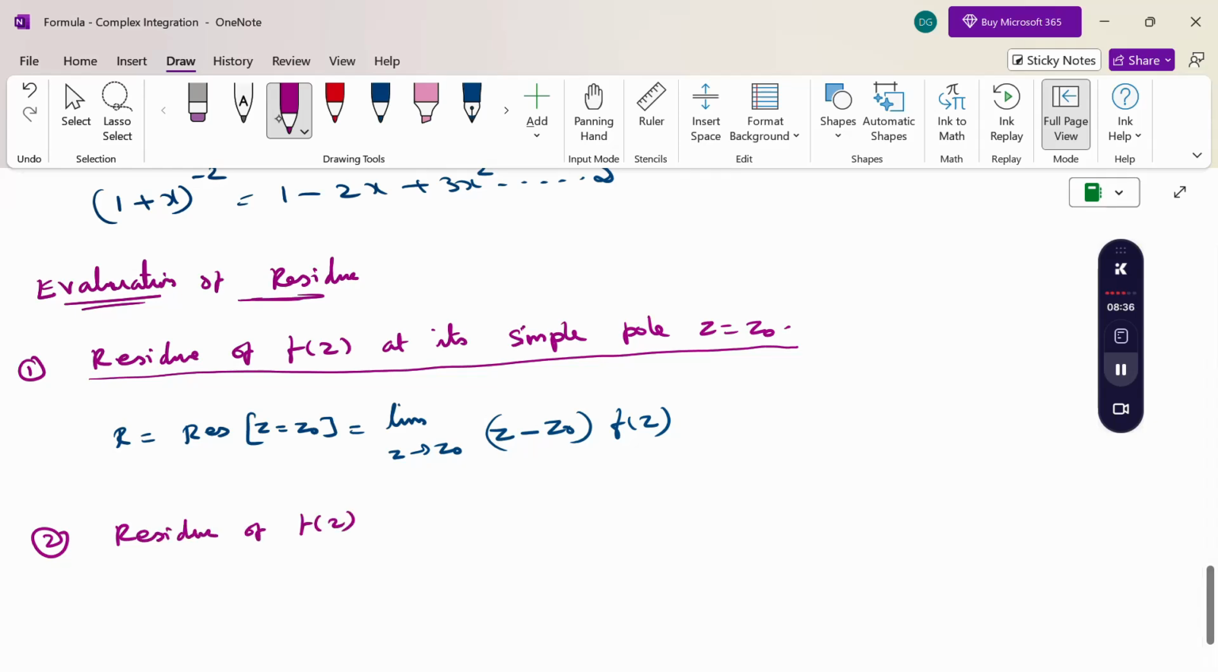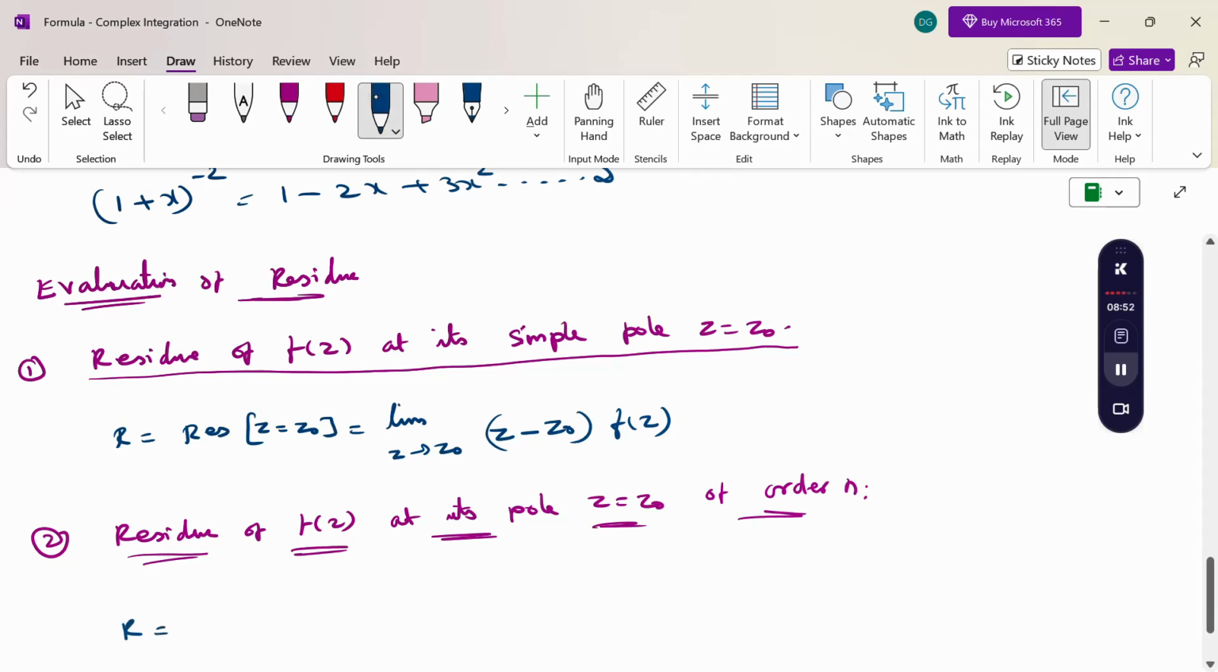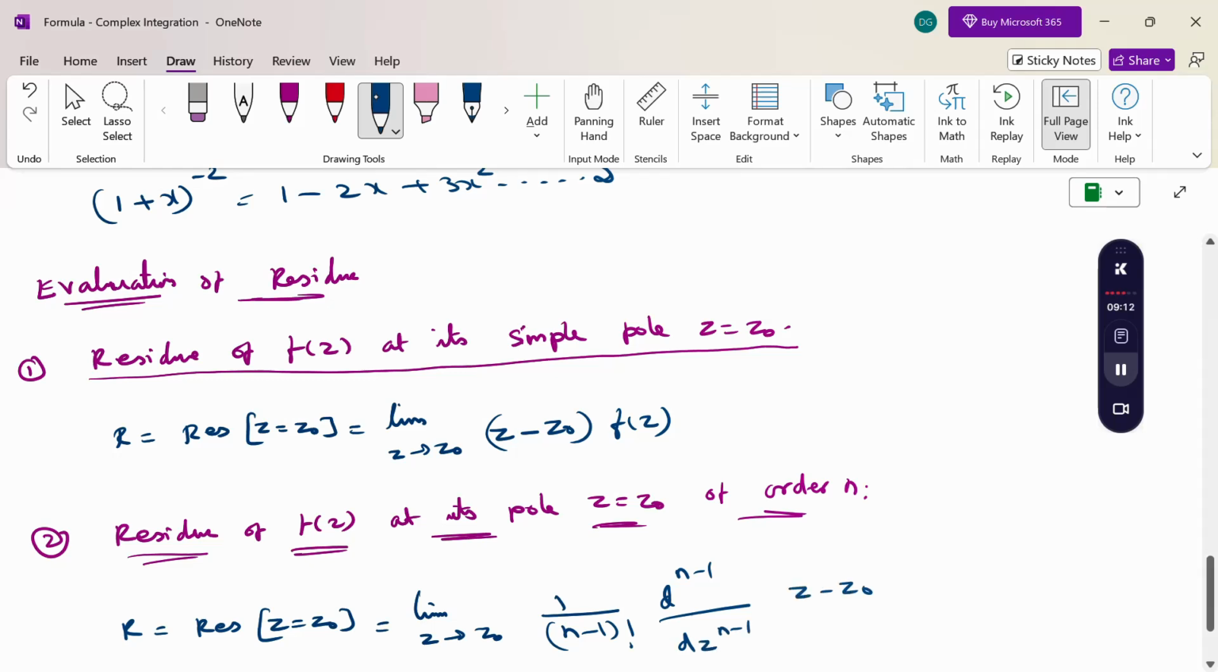Then the second formula: residue of f of z at its pole z equal to z naught of order n. The formula is residue r equal to residue z equal to z naught, limit z tends to z naught, 1 by (n minus 1) factorial, d power n minus 1 by dz power n minus 1, of (z minus z naught) whole power n f of z.